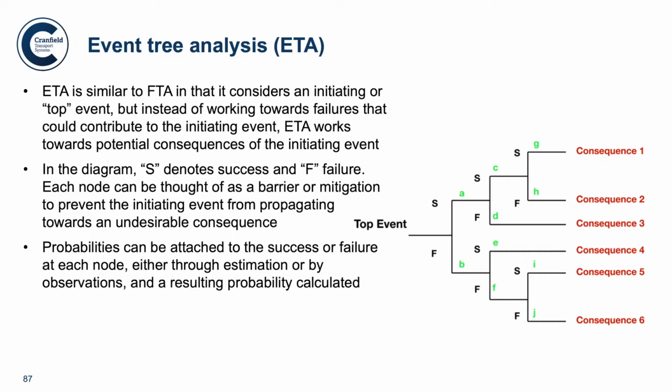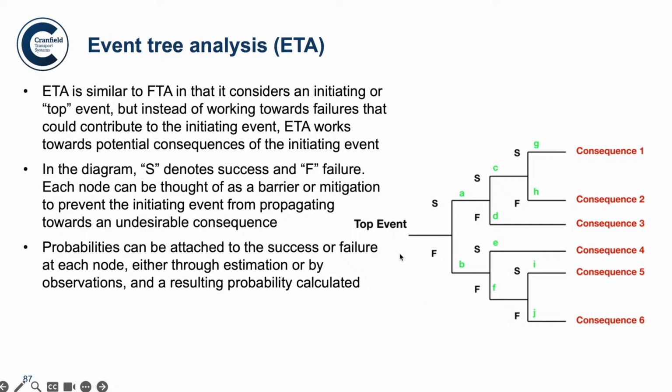Event tree analysis is similar to fault tree analysis, but it's kind of looking at it from the other way around. So with event tree analysis, we have a top event, and then we work forward from that top event to see what the potential consequences might be. And we have a series of successes or failures that might lead to that potential consequence. So S here for success, F for failure.